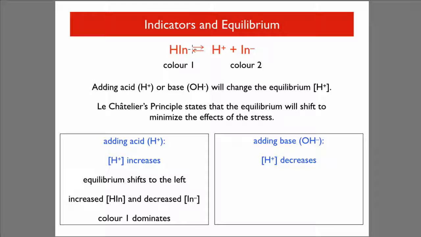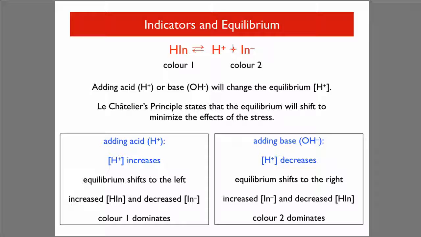If we add a base, the concentration of hydrogen ions will decrease, and the equilibrium will shift to the right. The OH minus will be grabbing the H+, taking it out of solution. This will then move to the right to counter that stress. And the increase in the indicator ion and decrease in the indicator molecule will mean colour 2 dominates.